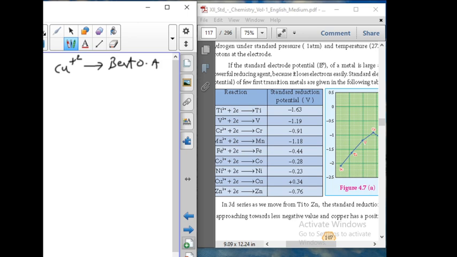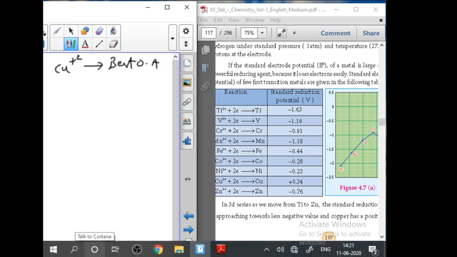You can observe in this table, generally, the standard electrode potentials of some values. The negative values do not decrease at a regular interval, but in between there is some problem for manganese and there is some problem for zinc.